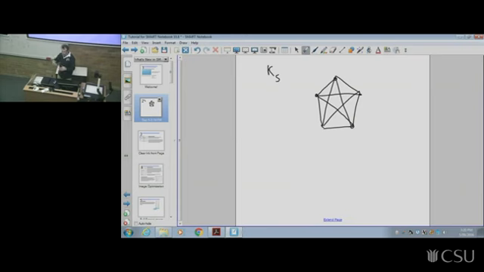Now you can draw it looking differently. You don't have to make it look like a pentagram. You really don't have to. You can draw it quite differently to that. We'll talk about two graphs being equivalent in a second.